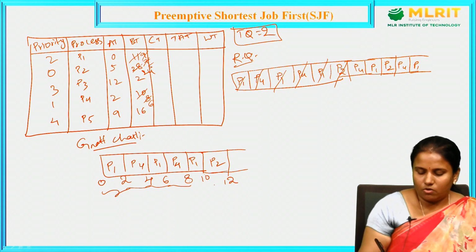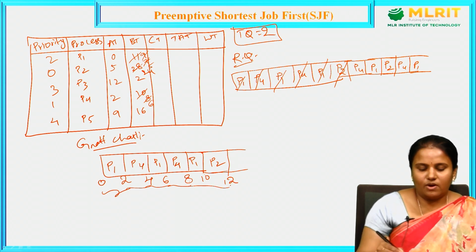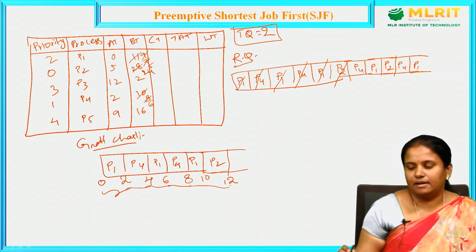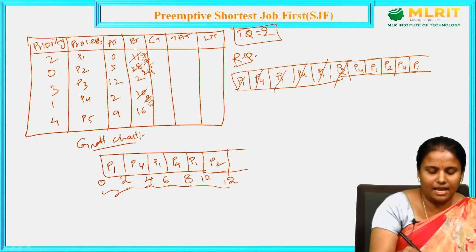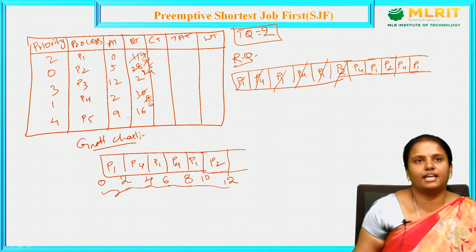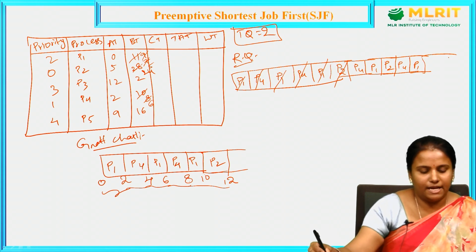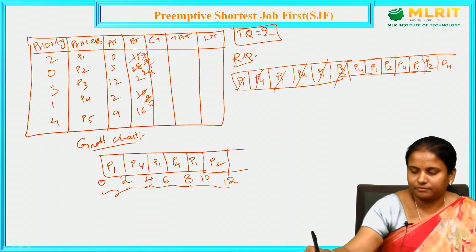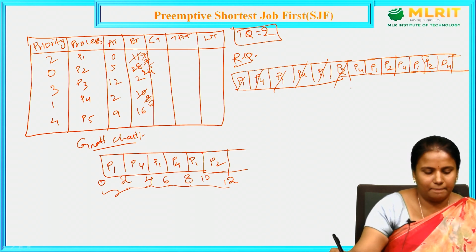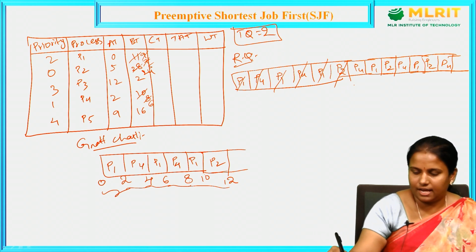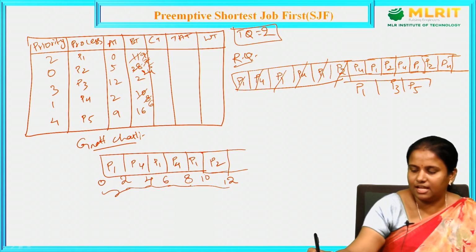Now from 8 to 12, which processes are ready? Next P5 is ready, P3. All the processes are ready. So now we need to check according to the priorities which arrives first. So P1 first, then P2 is arriving, then P4, and next P2, P4, and next P1, and next P3, and then P5. These are all now waiting for the CPU.